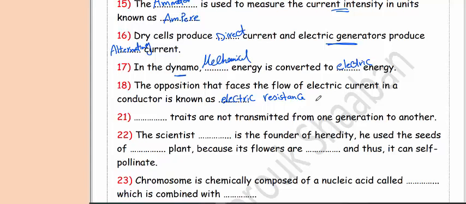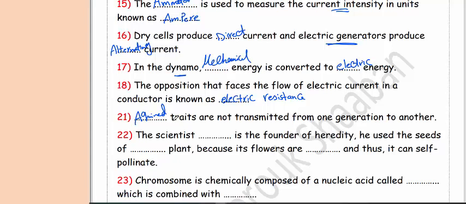Question 21. Traits are not transmitted from one generation to another. Which traits are not transmitted? Remember, we have two types of traits, acquired and hereditary. So the one that is not transmitted from the parents to their children is the acquired traits.